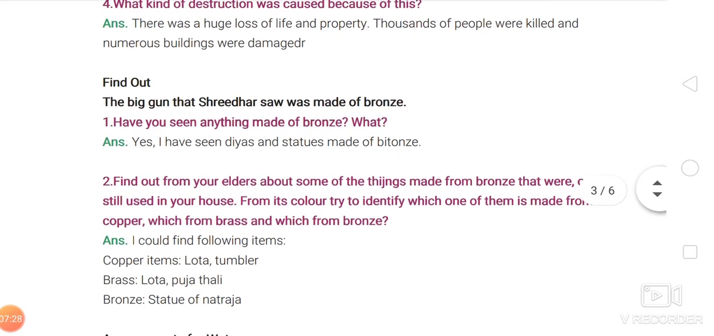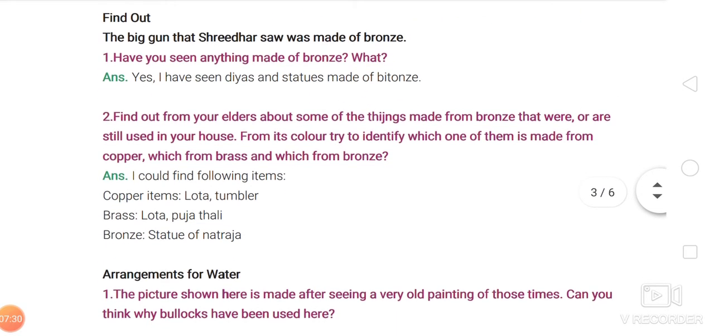Now find out, the big gun that Sridhar saw was made of bronze. Have you seen anything made of bronze? Yes, I have seen diyas and statues made of bronze. Here the spelling is wrong.